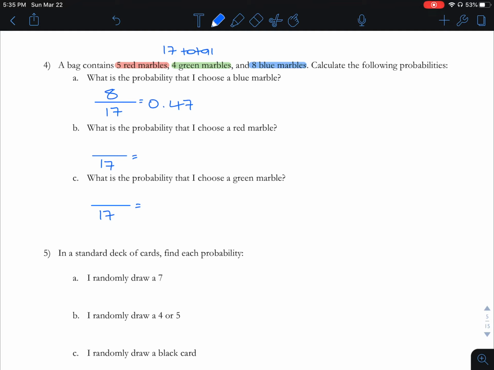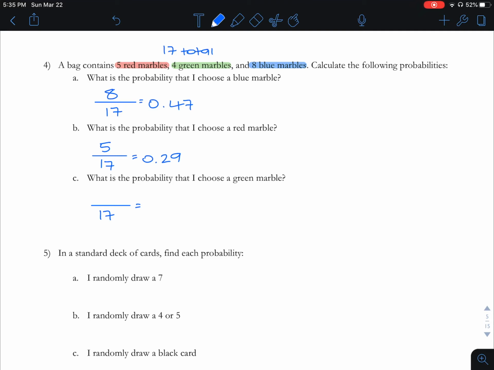Let's talk about B. I choose a red marble. I have 5 possible red marbles. Again, I can't reduce that, but I can plug it into my calculator. I get 0.29. Hopefully these are getting a little bit easier as we go along. Again, the total just stays on the bottom. The possible outcomes that I could have would go on top.